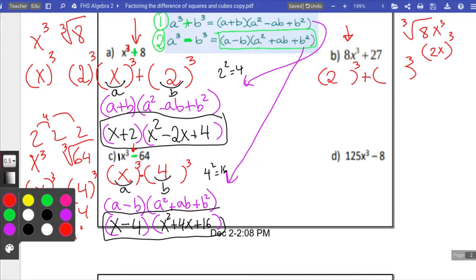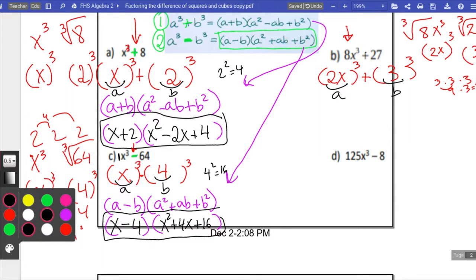So let's put that in here. What about the 27? Cube root that, right? What does that give you? I bet you it's 3. Hold on. 3 times 3 times 3, 9. 9 times 3 equals 27. So there's 3. You put the 3 right here. This whole thing is A. This whole thing is B.